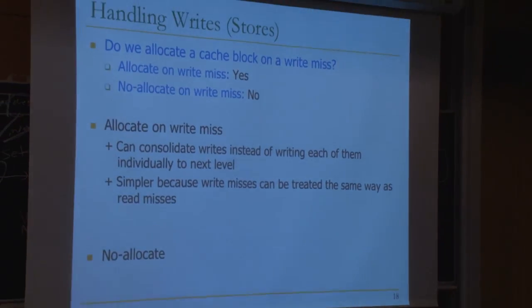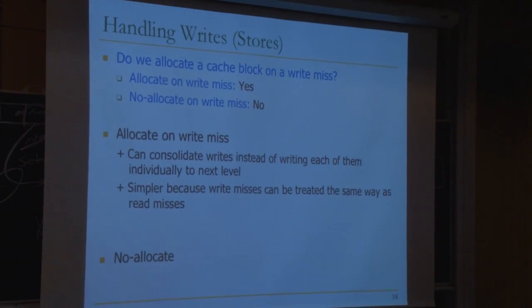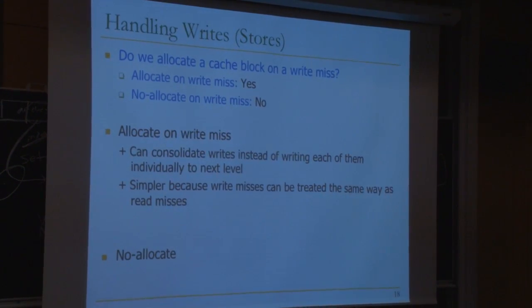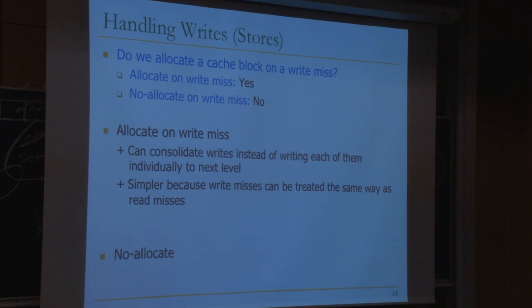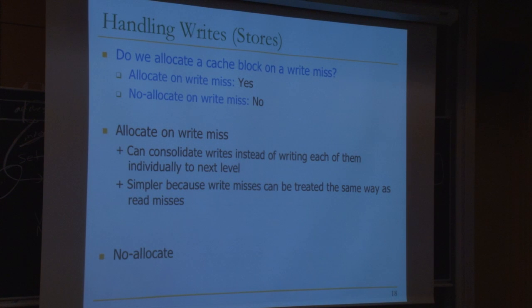And again, if you do allocate, this is simpler because now your write misses due to stores can be treated the same way as read misses. Right? You don't need to have a special case in your design. The downside is, well, it requires the transfer of the whole cache block. Right? What if you're just doing a byte write? You need to transfer your entire 256-byte cache block if your cache block is that large.